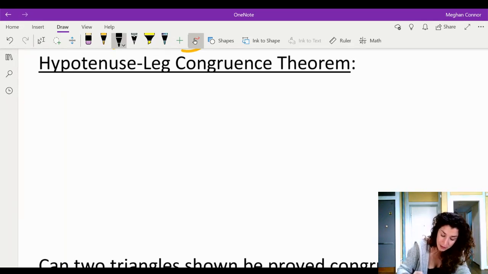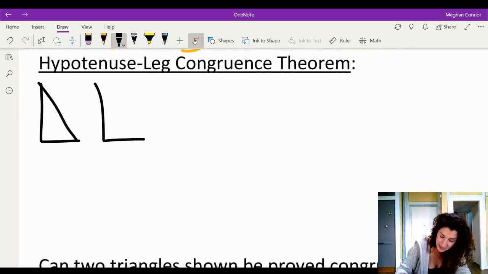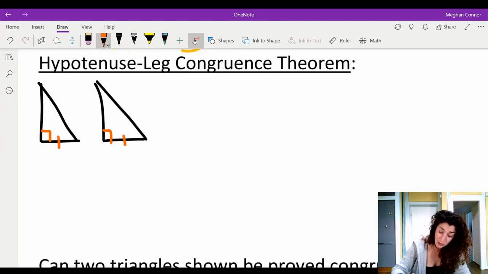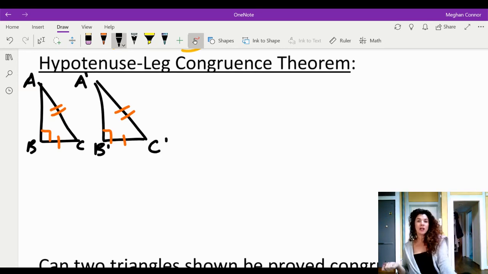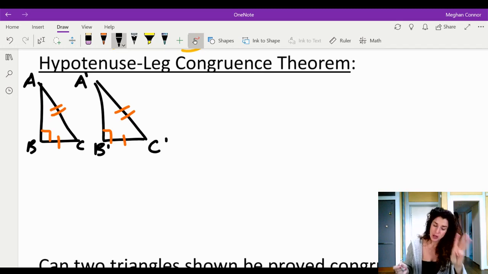So I would like for you to start by drawing two right triangles that look to be about the same size. I'm going to draw in this little right angle. I'm going to pick a leg that is equal, and then mark that the hypotenuse is equal. I totally forgot to label my triangles, so let's call that A, B, C, and A prime, B prime, C prime. So in order for hypotenuse leg to work, you still have to mention three things.